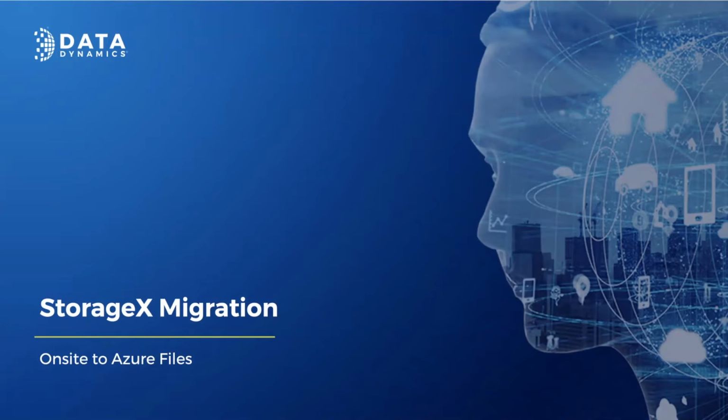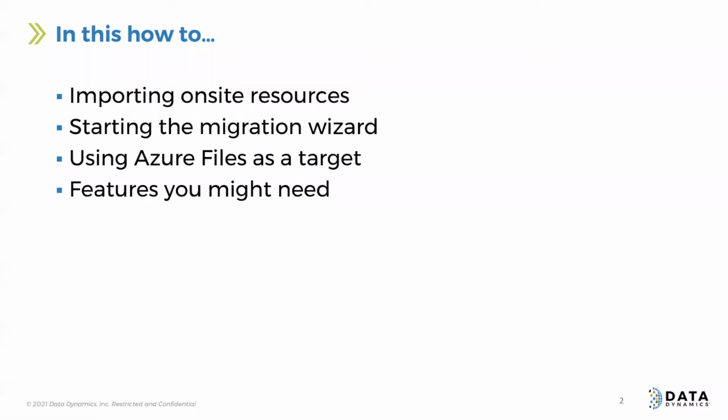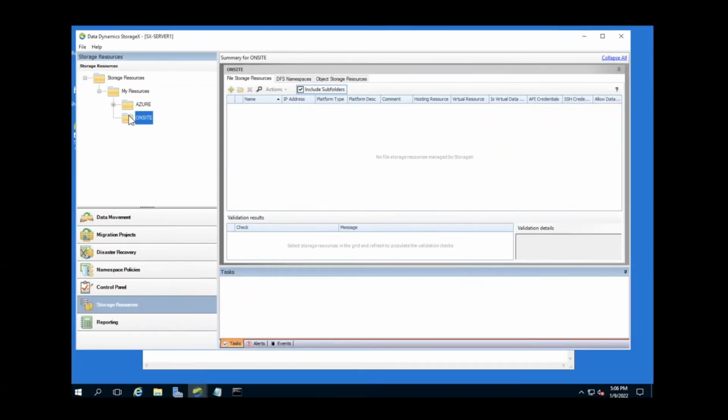Today, I'm going to give you a very quick demonstration of how to import resources and start a migration from on-site to Azure Files. We're going to cover importing the resources, starting the migration wizard, using Azure Files as a target, and some of the other features that you might need. So the first thing you want to do is import the on-site resources.